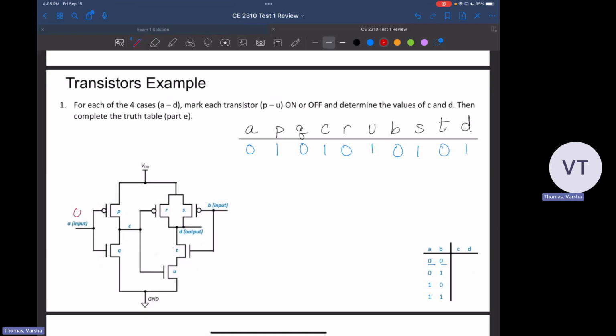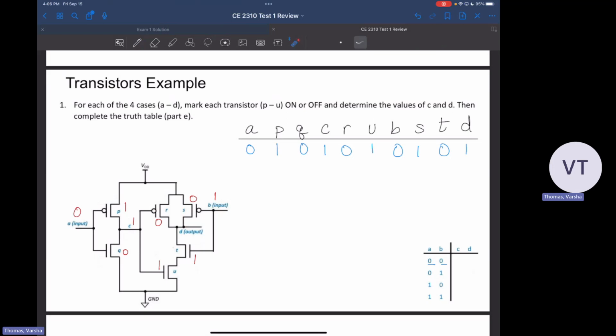Now we're going to do A is 0 and B is 1. So you're going to follow the same way. When A is 0, P is going to be 1, Q is going to be 0 because it's a P-type and an N-type. The resulting output at C is going to be 1. When C is 1, R is going to be 0 because it is a P-type. U is going to be 1. And then on this side of the circuit, you've got B is 1. So S, because it's a P-type, is going to be 0. T is going to be 1.